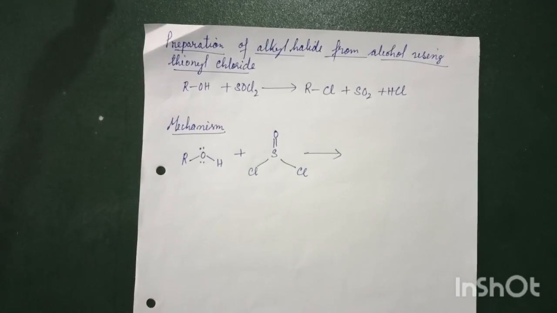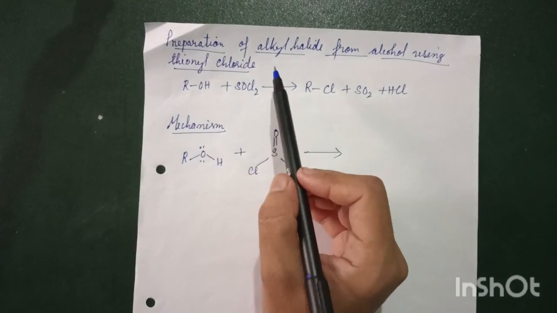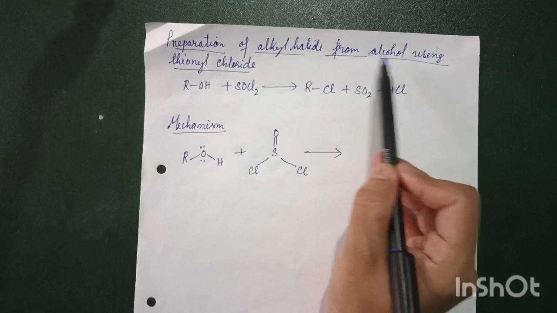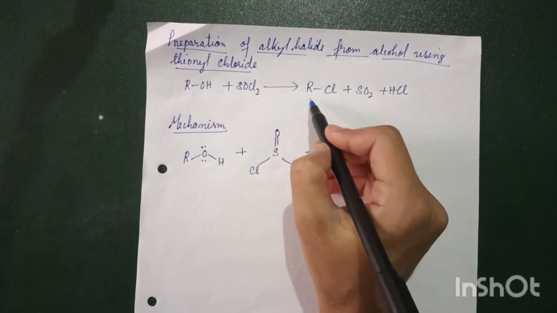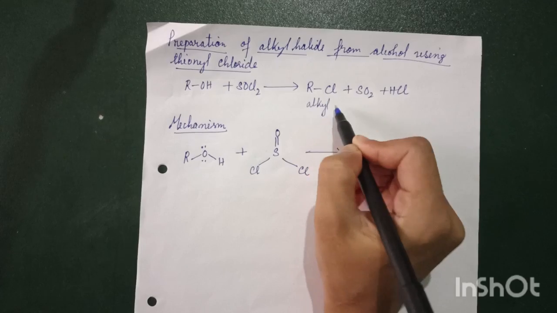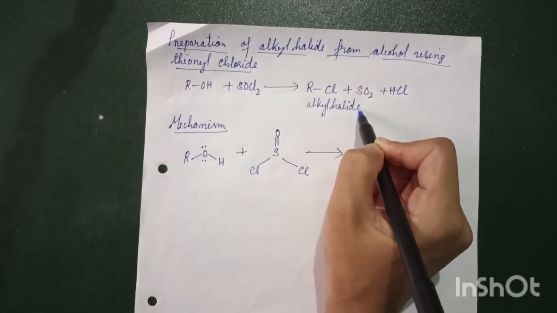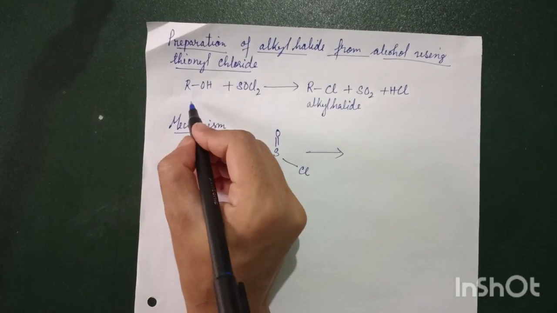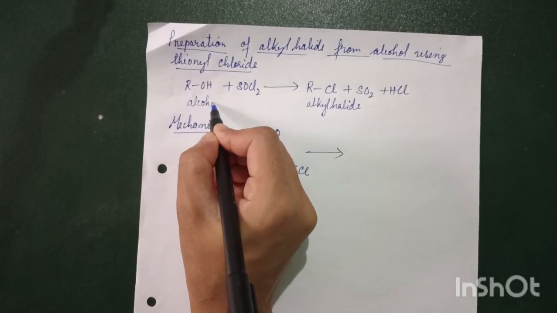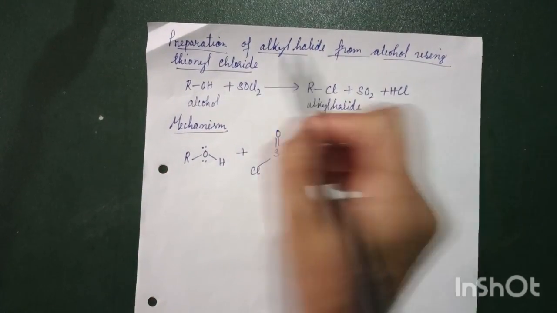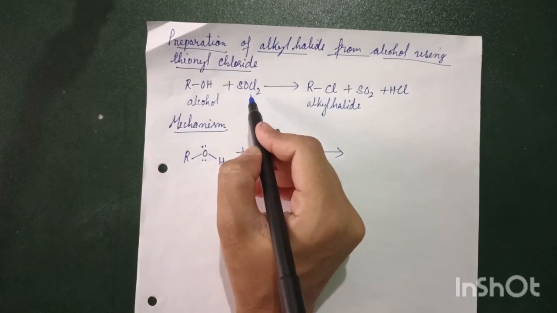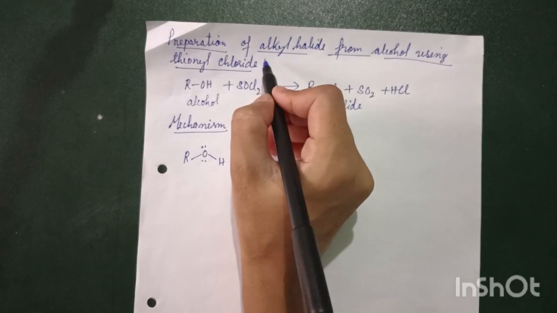Hi everyone, in this video I'll be sharing about preparation of alkyl halide from alcohol using thionyl chloride. So we are going to prepare this alkyl halide, and from what? From alcohol. We are going to start with alcohol, and from alcohol we are going to prepare alkyl halide by using thionyl chloride. So this is your thionyl chloride. This is the formula of thionyl chloride.